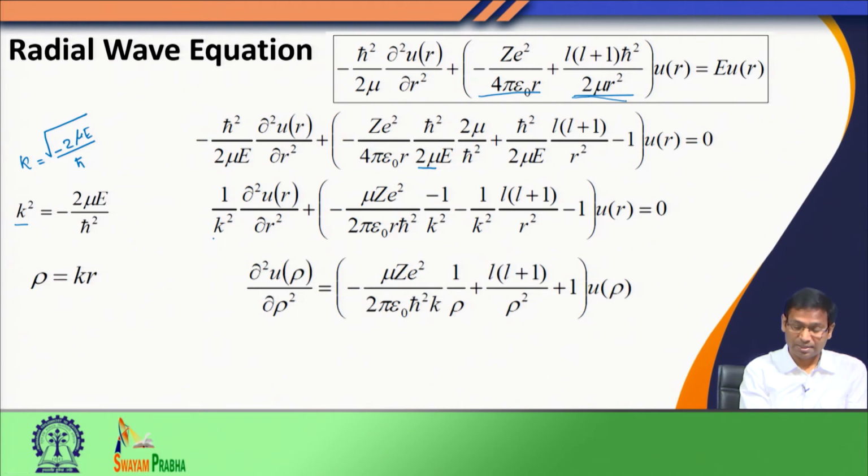Now, we see that we have this equation written down in the coordinate r. We now introduce another coordinate rho, which is given by k times r. If you check the dimensionality of k, you would see that k has the dimensionality of inverse length. So, when I multiply this k with r, I actually get this rho, which is a dimensionless coordinate.